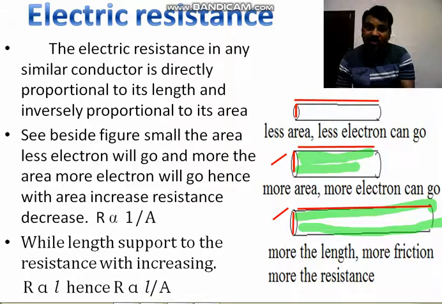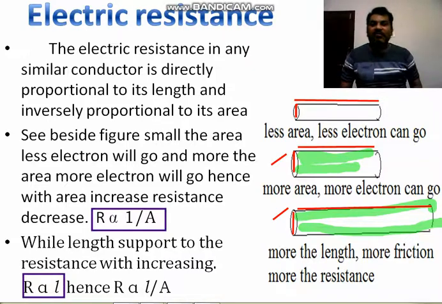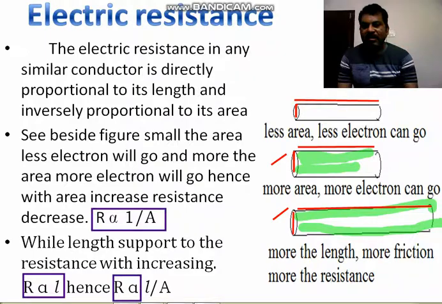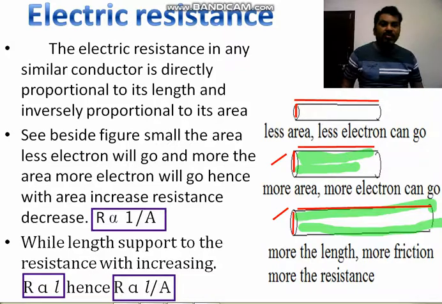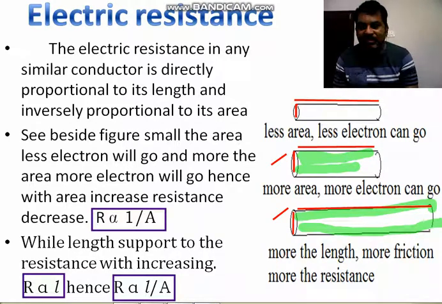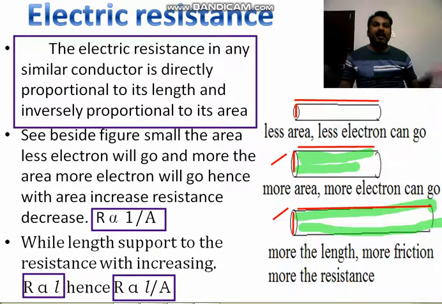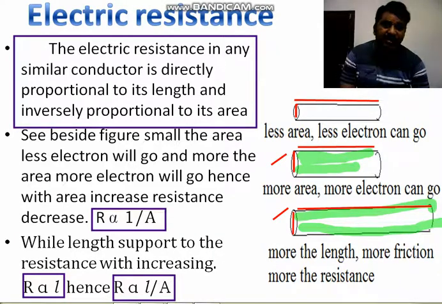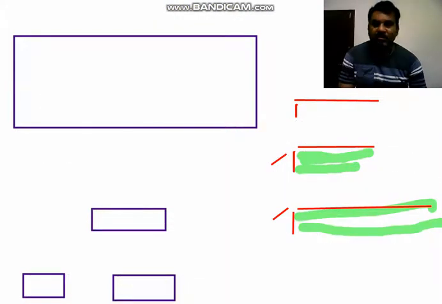So here we have derived some relation: resistance is inversely proportional to area, while it is directly proportional to length. And if we combine this, then R is directly proportional to length but inversely proportional to area. And that is our first part, to understand what depends on what. Okay, so this is the law of electric resistance. Now we are moving further to check out what comes next.